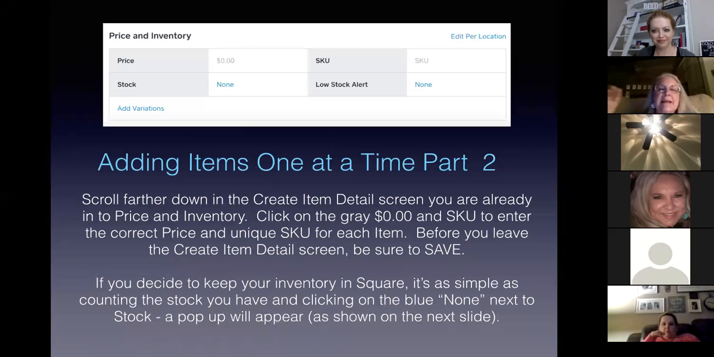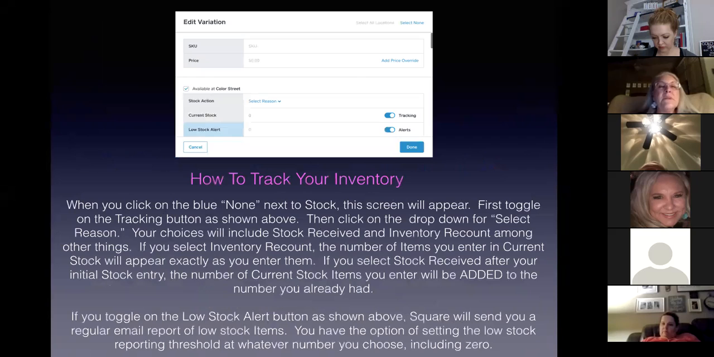Now, if you decide to keep your inventory in Square, which I do, and it is easy, it's as simple as counting the stock you have and clicking on the blue none. See where it says stock? And then to the right of that, it says none. You simply click on that none next to stock, and a pop-up will appear. And I'll show you what that looks like. There's the pop-up, and there's Color Street there. When you click on the blue none next to stock, this is the screen that'll appear.